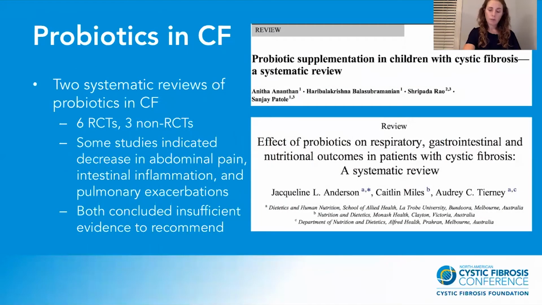Two systematic reviews looked at 6 randomized controlled trials and 3 non-randomized trials to try to answer this question. There was some evidence that probiotics help to decrease abdominal pain, intestinal inflammation, and pulmonary exacerbations in some of the studies that were reviewed. However, both systematic reviews concluded that there was insufficient evidence to recommend probiotics. It is noted that the dosing and specific strains of the probiotics varied between the reviewed studies.